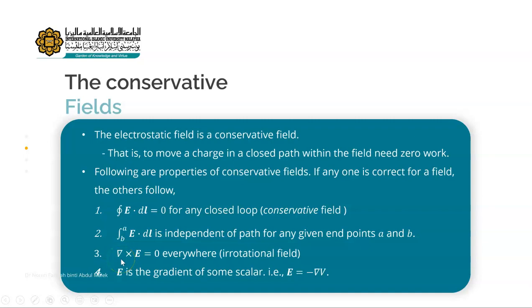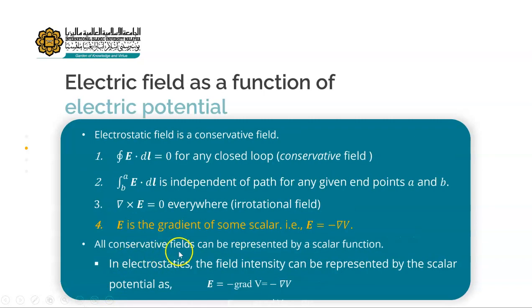Number 3 is del cross E, or the curl of E, is equal to 0 everywhere, meaning that it is an irrotational field. And finally, E is the gradient of some scalar. For example, E should be equal to minus del V, or the gradient of voltage. So all conservative fields can be represented by a scalar function. In electrostatics, the field intensity can be represented by the scalar potential, E equals minus gradient V, or minus del V.